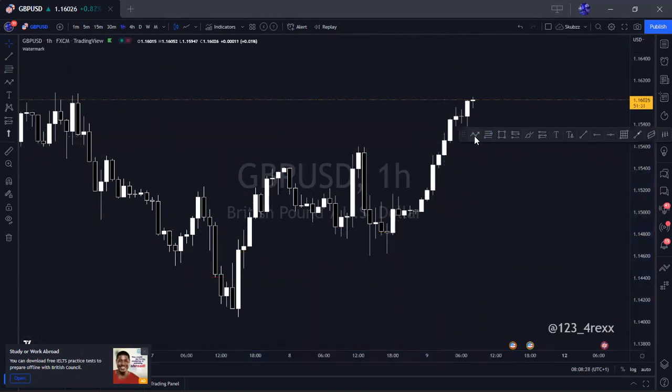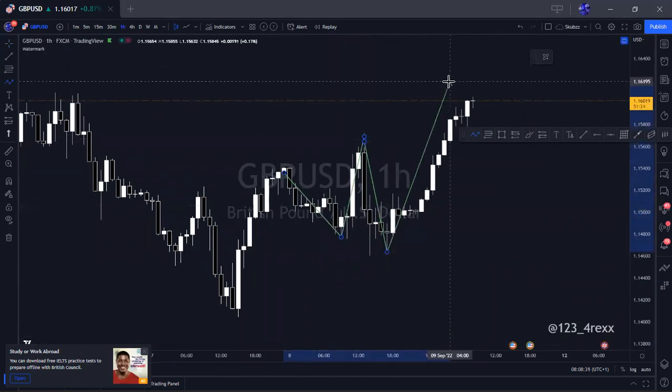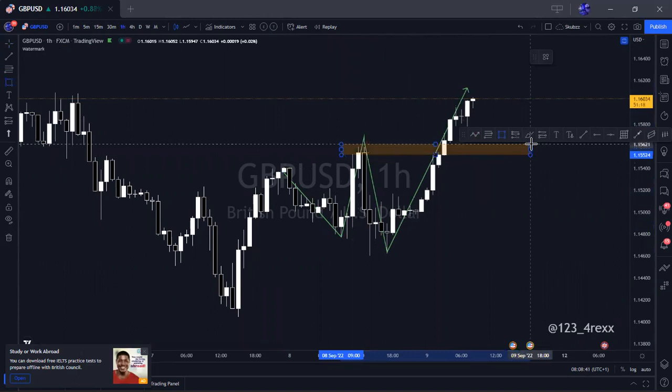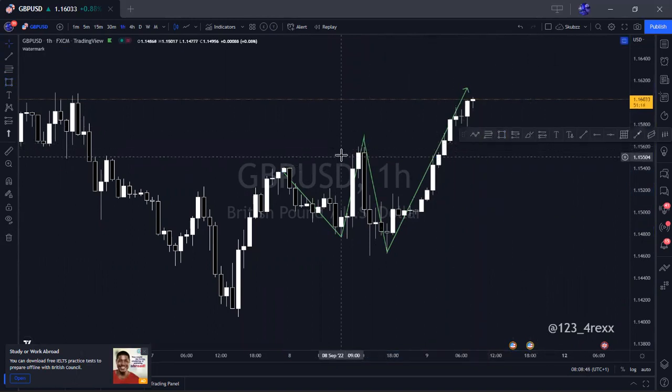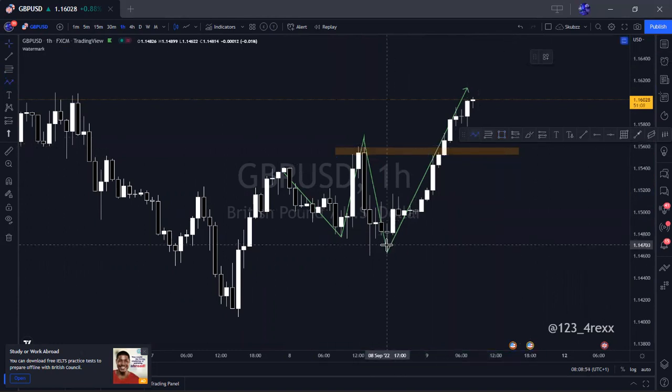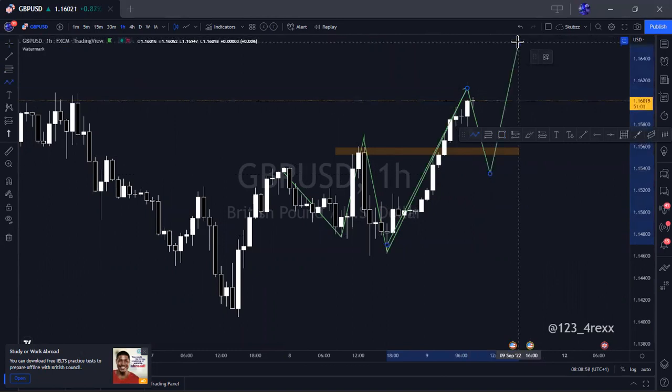So basically, we pushed down, pushed up, and then came back and tapped into the golden ratio and then broke structure to the upside. So we've broken these levels here. So it's basically a continuation of the uptrend. What we can look out for now is basically to get that retest and then continue the trend.